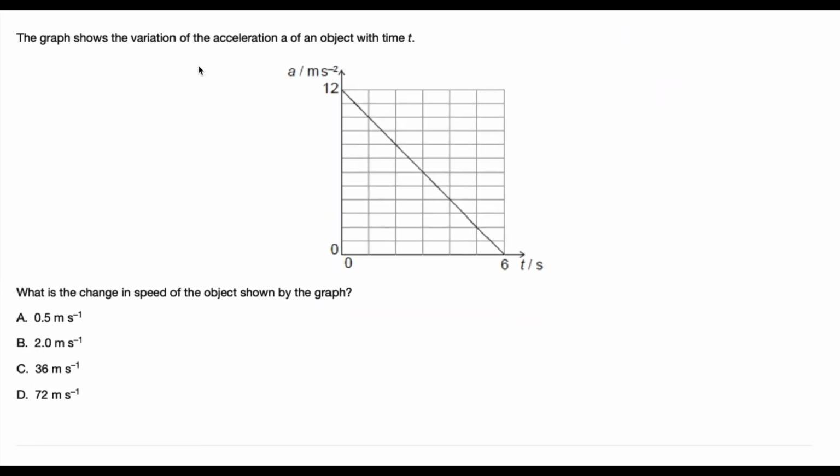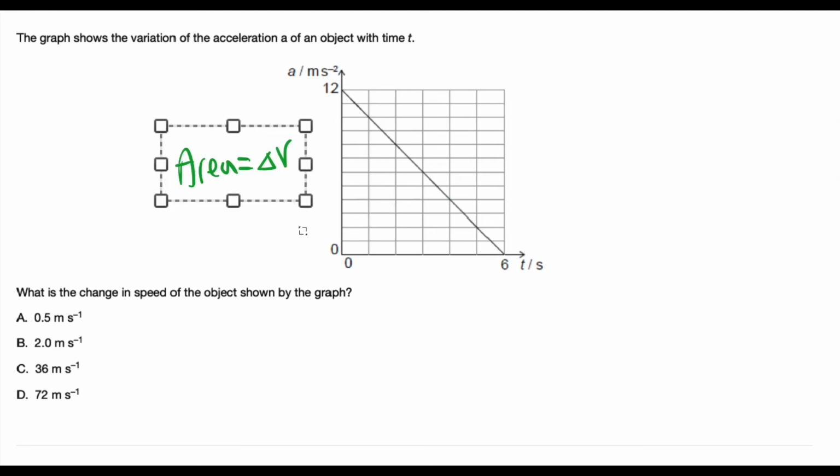The graph shows the variation of the acceleration a of an object with time t. What is the change in speed of the object shown by the graph? This question is testing your understanding of motion diagrams. For an acceleration versus time graph, the area under the curve represents the change in velocity, and the gradient does not have a physical parameter. So to calculate the change in speed of the object, you just need to calculate the area under the curve.